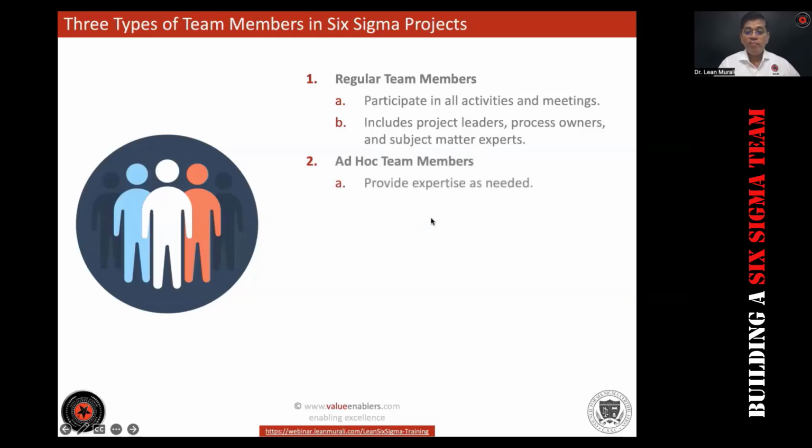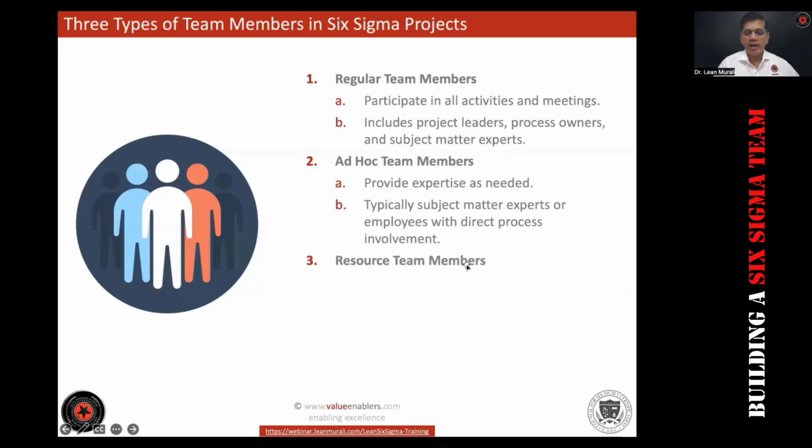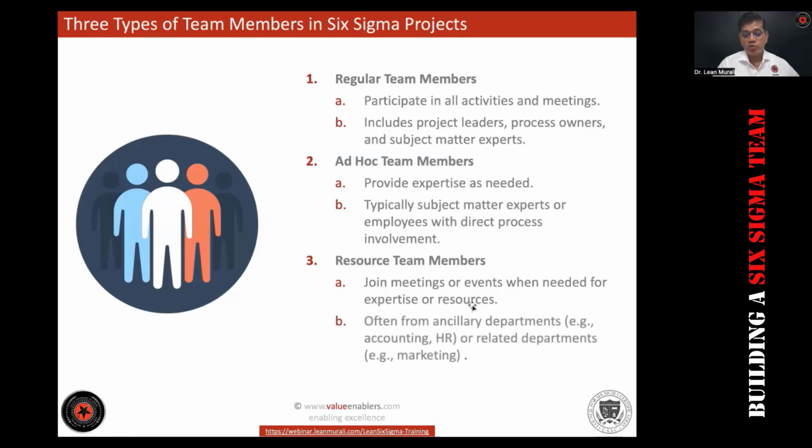Whereas ad hoc team members, they come whenever the expertise is required. Typically, like some subject matter experts, when we want their opinion in brainstorming or whatever. Those are all ad hoc team members. And the third type is resource team members. They join meetings or events when expertise or resources are needed.